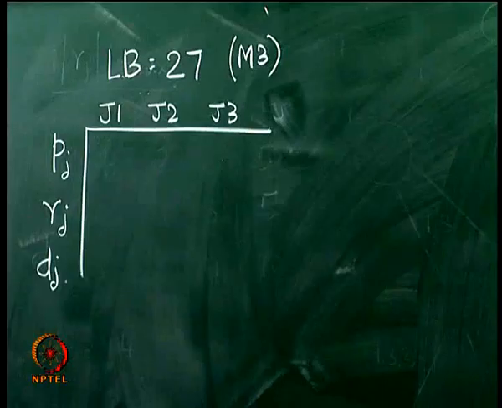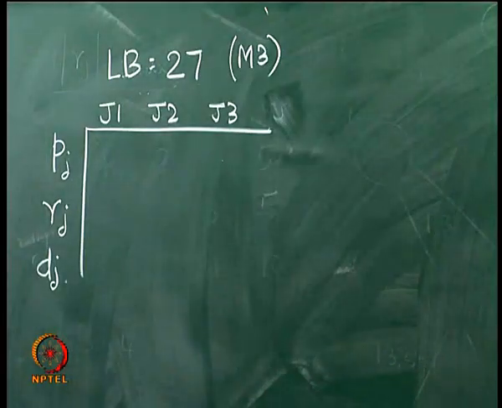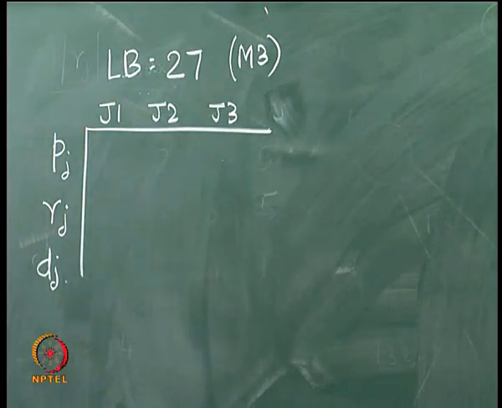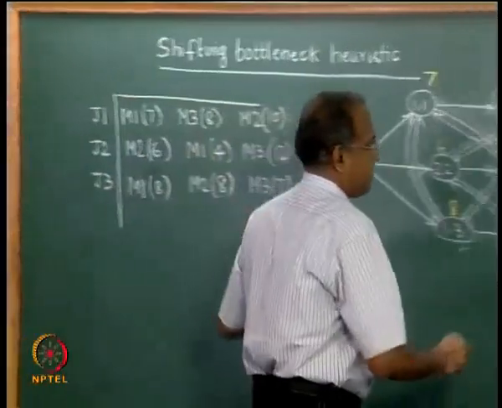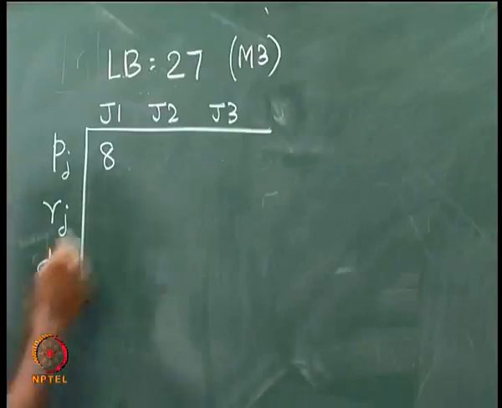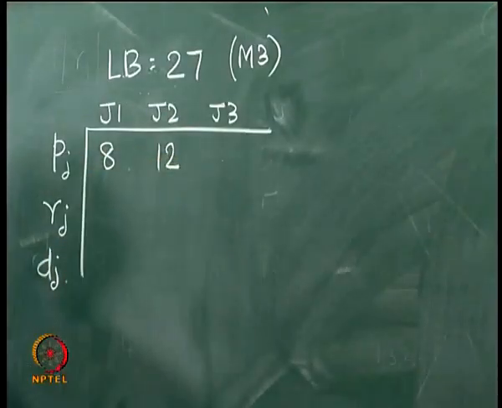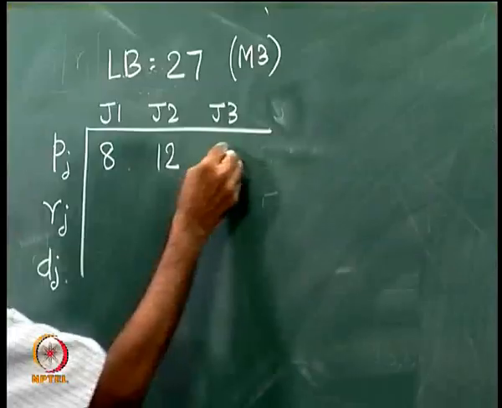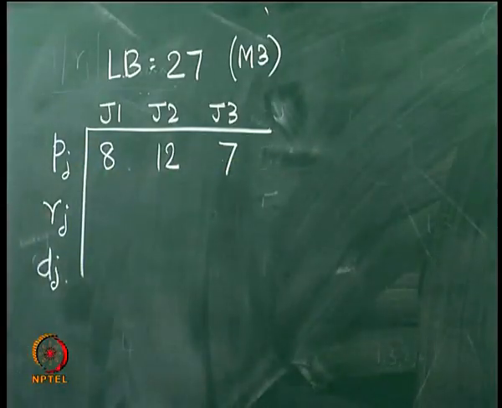Now, writing the processing times is easy. We can see from here on M3, J1 requires 8, on M3 J2 requires 12, and on M3 J3 requires 7.